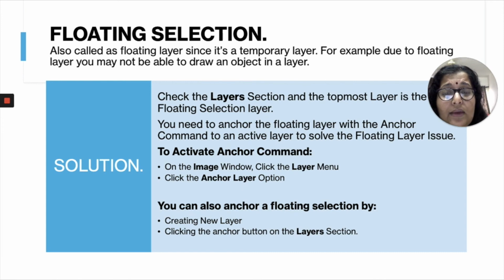You can also anchor a floating selection by creating a new layer and clicking the anchor button in the layers section. So one way is to anchor it with the anchor command, and the other way is to create a new layer and then anchor the temporary layer to the new layer.